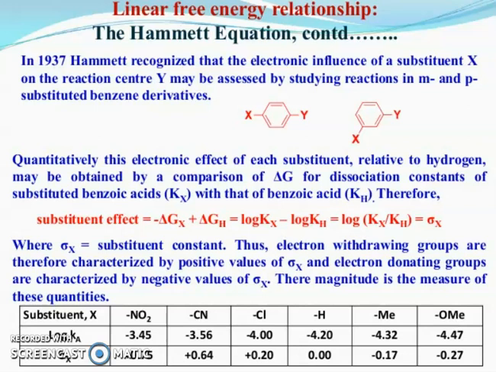Therefore, the substituent effect is equal to minus delta Gx plus delta GH, which is equal to log Kx minus log KH, which is equal to log Kx by KH, which is equal to sigma x, where sigma x is the substituent constant. Thus electron withdrawing groups are characterized by a positive value of sigma x and electron donating groups are characterized by a negative value of sigma x. And this magnitude is the measure of these quantities. So you can see the log K and sigma x value, negative and positive.